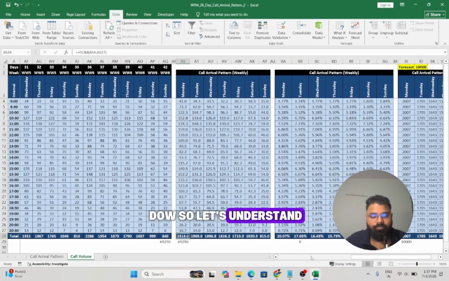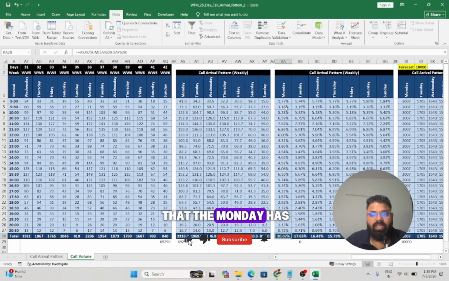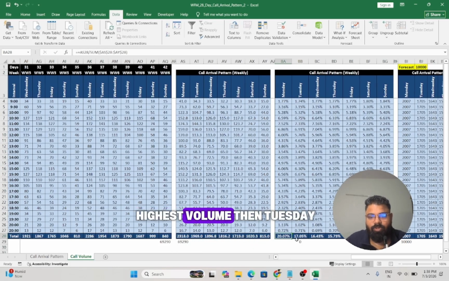So let's understand. To get that, what I'm doing here is the number of calls received in a day divided by the number of calls received in a week. It will give us that Monday has the highest weightage, if you see. Which means Monday is where we receive the highest volume, then Tuesday, then Wednesday, then Thursday, Friday, and Saturday, Sunday, if you see, it's in single digit.